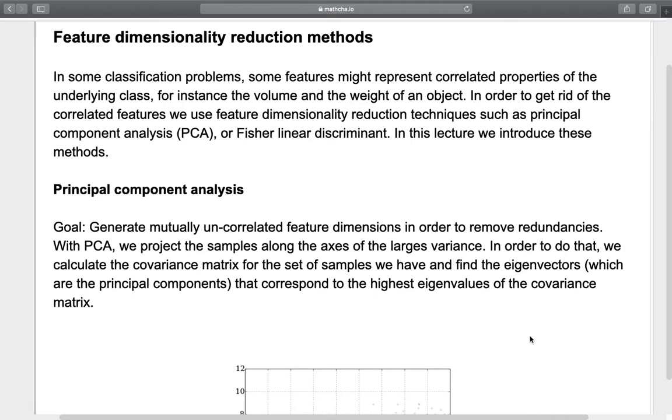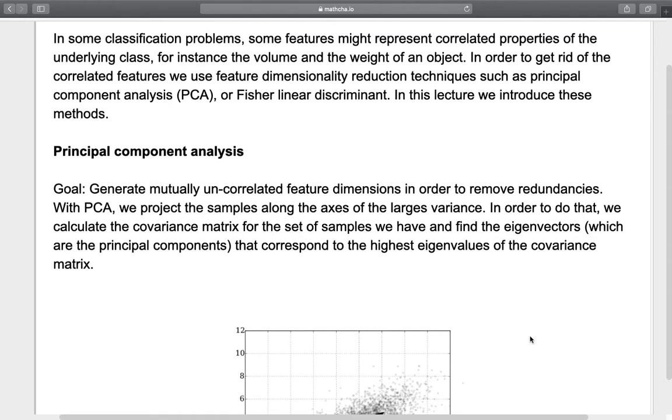In this lecture, we will talk about feature dimensionality reduction methods. In some classification problems, some features might represent correlated properties of the underlying class. For instance, the volume and the weight of an object. In order to get rid of the correlated features, we use feature dimensionality reduction techniques such as principal component analysis or Fisher linear discriminant. In this lecture, we introduce these methods.